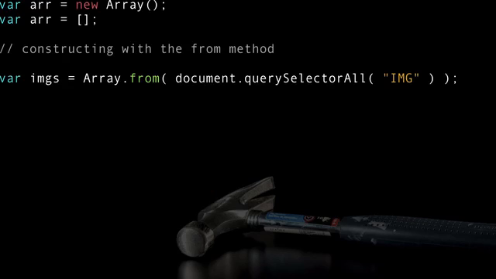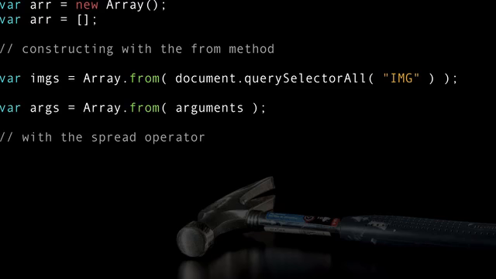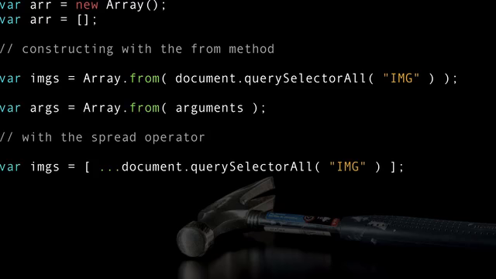The nice thing about the from operator is it'll take anything that looks like an array and turn it into a real array. So if you've got a list of DOM nodes, you can turn that into an array very quickly using that. Similarly with arguments, you can do that. And there's also the spread operator, which is used with arrays. The spread operator basically does the same thing.